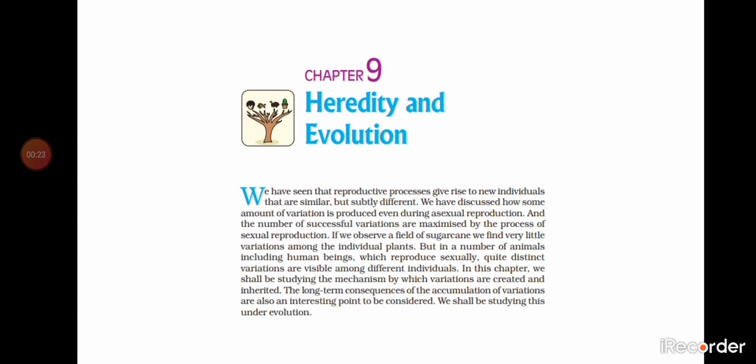This heredity and evolution comes under genetics. Genetics is a subject that comes under biology. Biology means study about living things and their roles and mechanisms. The first chapter we learned, life processes, comes under physiology. Similarly, we learned the chemical coordination unit and the how do organisms reproduce unit. And this chapter, heredity and evolution, comes under genetics of biology.